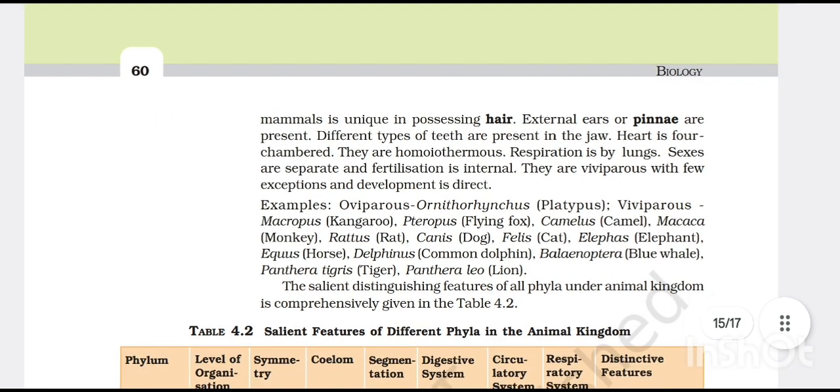The skin of mammals is unique in possessing hair. External ear or pinna is present. Different types of teeth are present in the jaw. Heart is four chambered. They are homeotherms. They maintain a constant body temperature in any environmental condition. Respiration is by lungs. Sexes are separate and fertilization is internal. They are viviparous with a few exceptions, and development is direct.